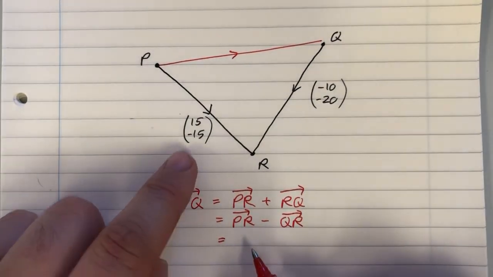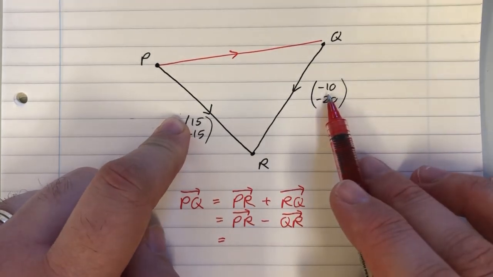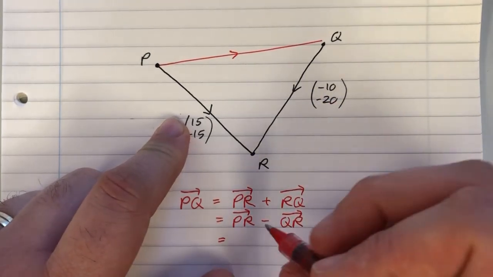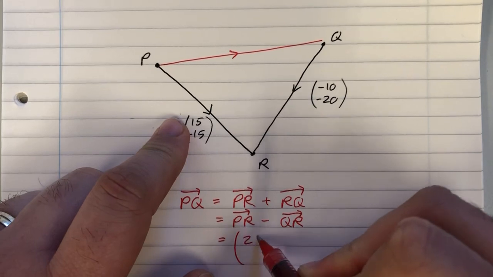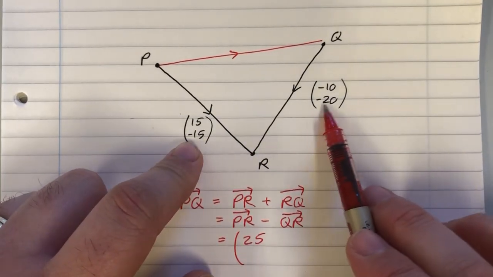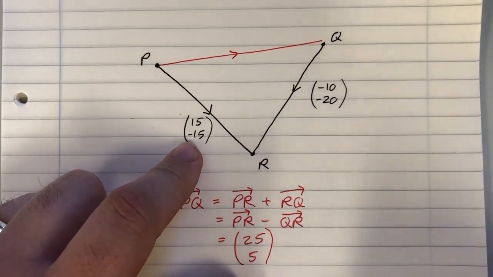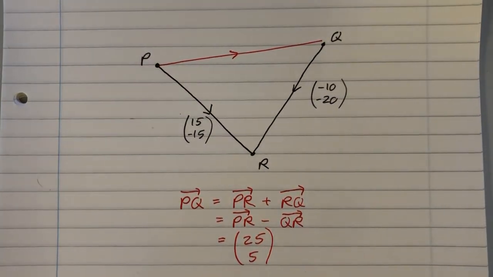So in the x direction, we've got 15 subtract minus 10, which is 25. So just be careful with your signs. And then I've got minus 15 subtract minus 20, so that's going to be plus 20. So that's going to be 5. And that's the vector to get from P to Q.